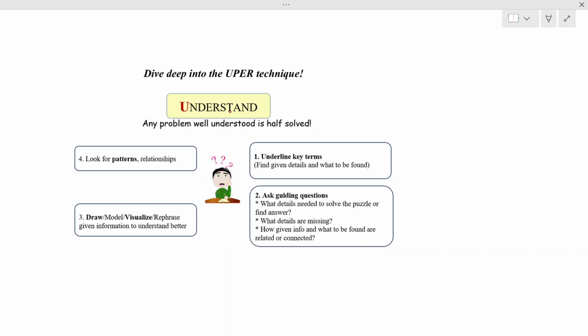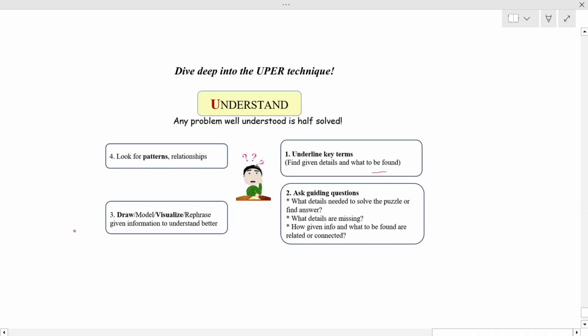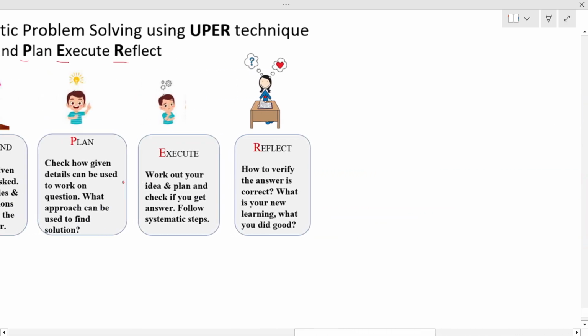So how can you understand a problem better? Start by underlining the important information given, and then what is being asked to find. You can also improve your comprehension by asking guiding questions like, what details are needed to solve, what details are missing, and how they can be connected or interrelated. And you can also visualize or draw, because that is a very powerful tool to comprehend a problem better, which will also help you find patterns and relationships between the given information.